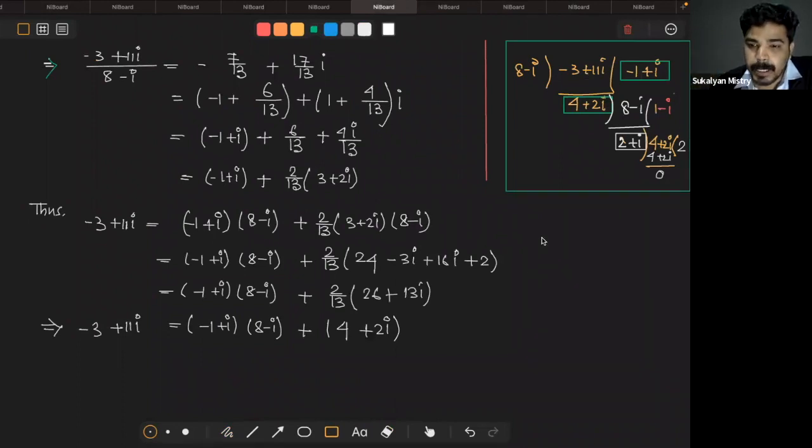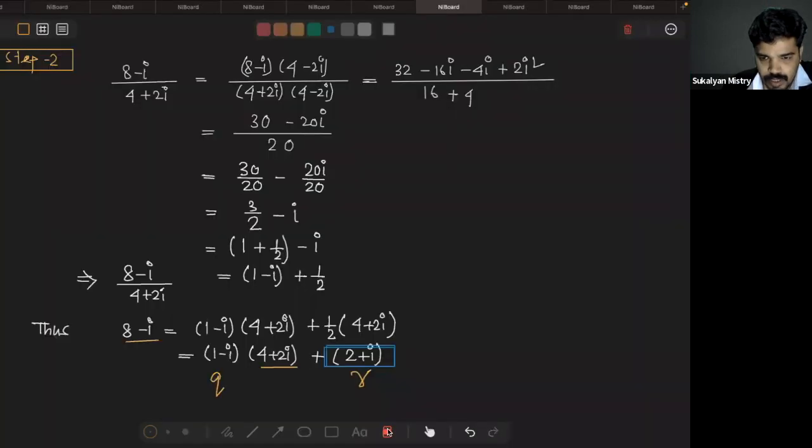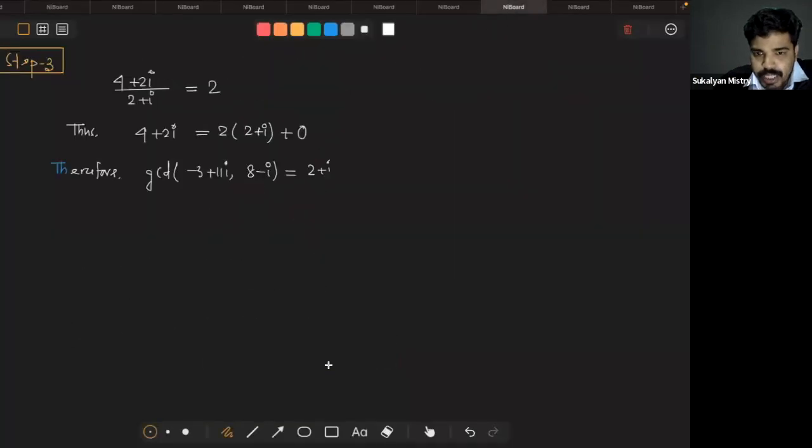I think clear. এবার আমাদের দেখো নেক্সট আমরা জিসিডি বের করলাম, তাহলে আমরা জিসিডি কিন্তু ইউনিট পেলাম না, ঠিক? So these two elements -3 plus 11i and 8 minus i are not relatively prime. যদি 1 পেতাম তাহলে হতো, ক্লিয়ার? আমরা জিসিডি পাচ্ছি 2 plus i.